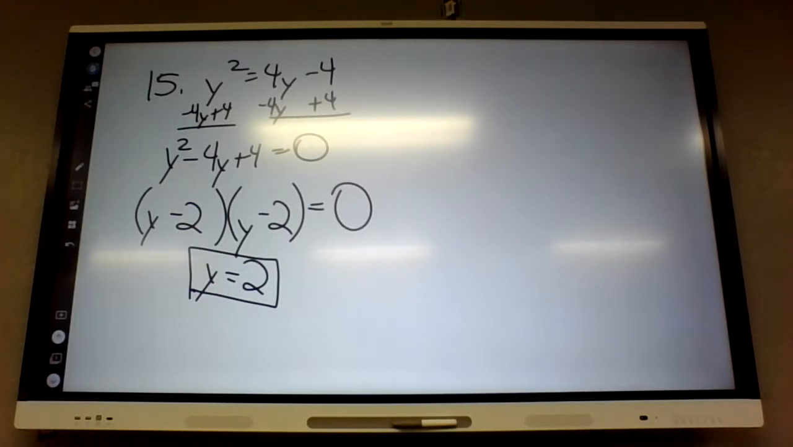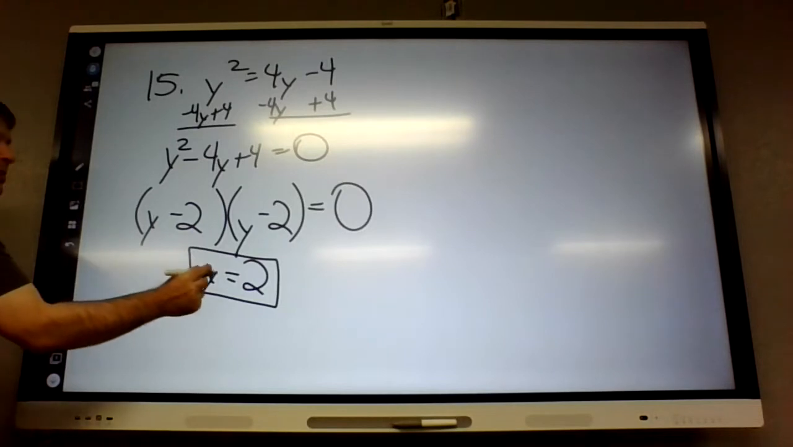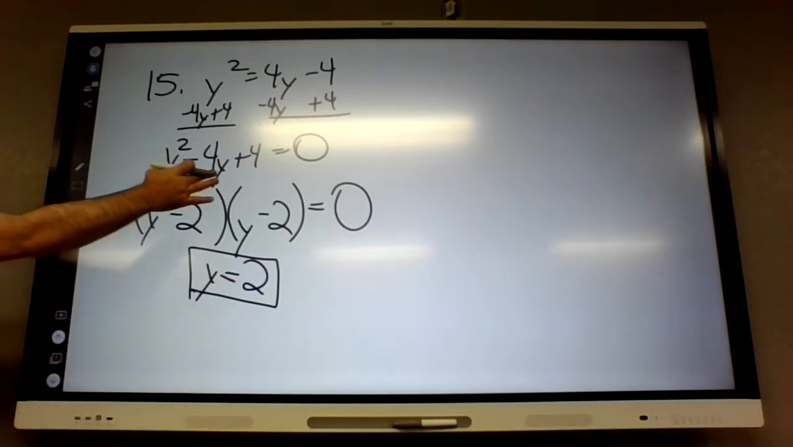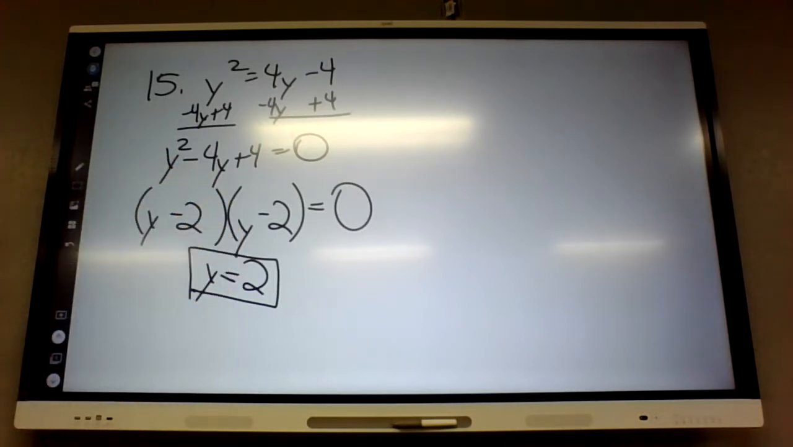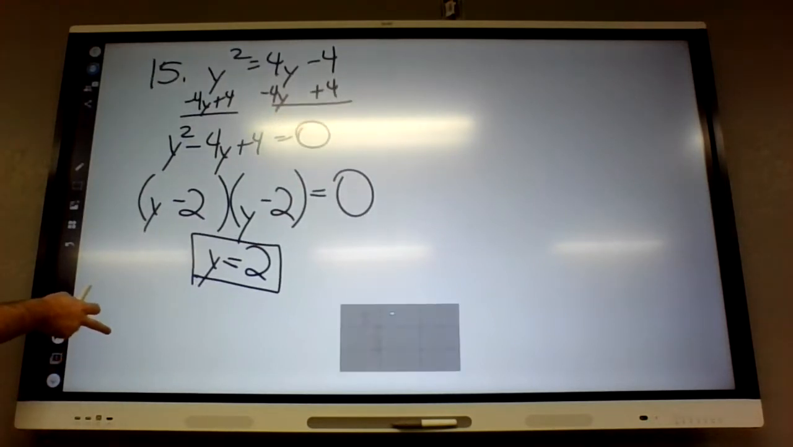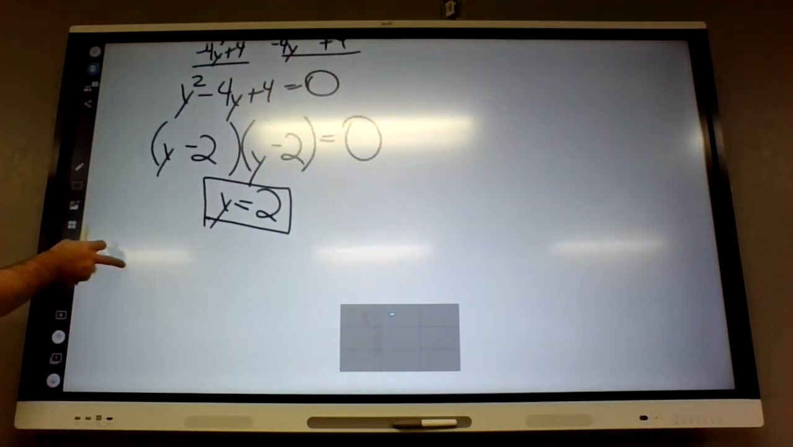Did you say negative? No, with positive 2, this is equal, because positive 2 makes the factor into a 0. Remember, you have to do the opposite.